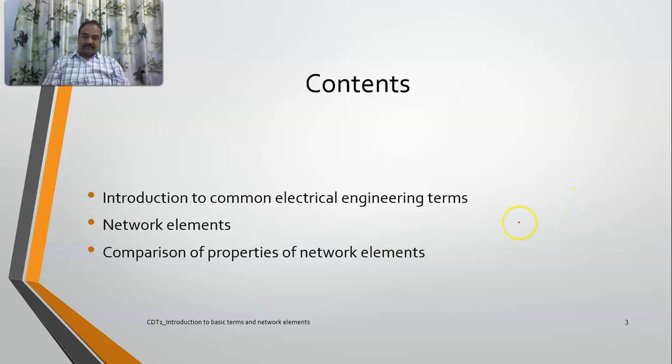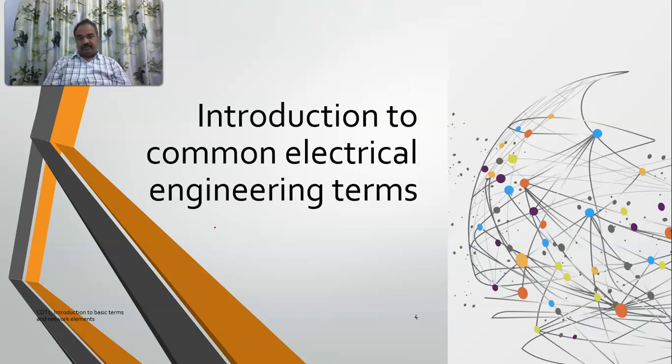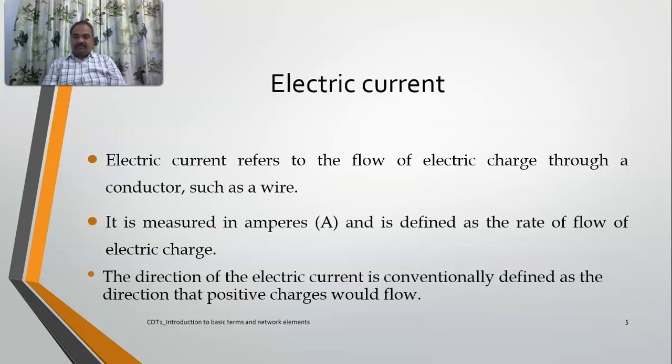So, I'll start with the common electrical engineering terms, a quick revision of what you have studied in your plus 2, and then we'll move on to the network elements, and finally, we'll discuss the properties of network elements. So, coming to the common electrical engineering terms, the common word which you might be listening to in electrical engineering or electronics engineering is the current, electric current.